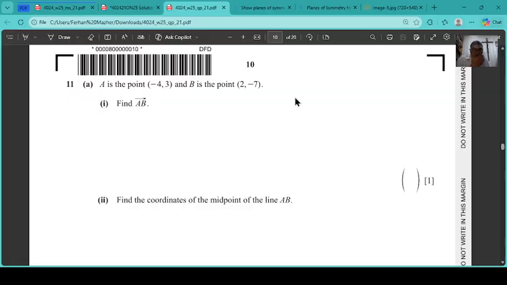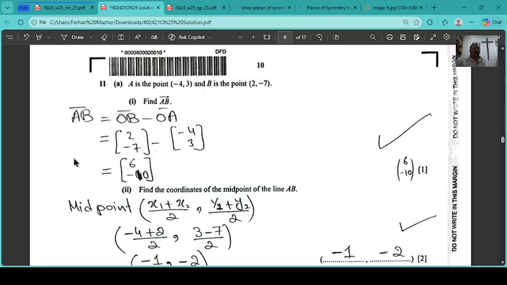This is the first part. If you want to find the vector AB, according to the position vectors formula, we know that AB will be equal to OB minus OA. OB is the position vector of B and OA is the position vector of A. So the coordinates are the position vectors. OB will be (2, minus 7), OA will be (minus 4, 3). So AB is equal to OB minus OA. Just put the position vectors here. So 2 minus minus 4, that will be 6, and minus 7 minus 3, that will be minus 10.